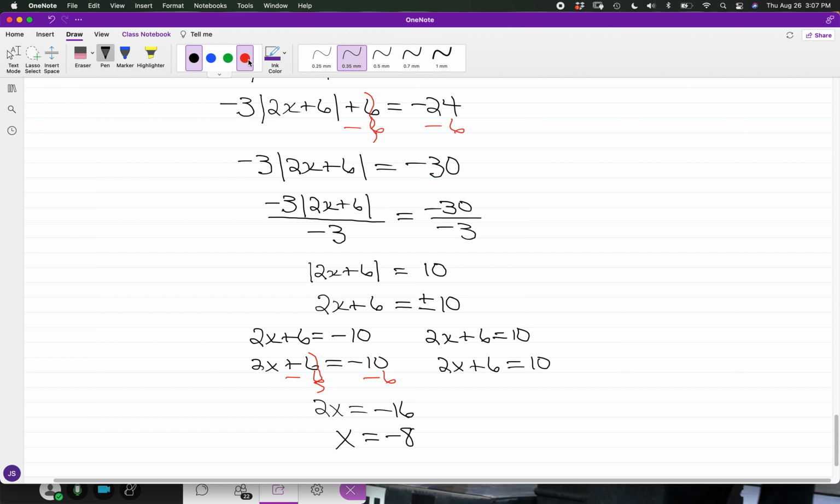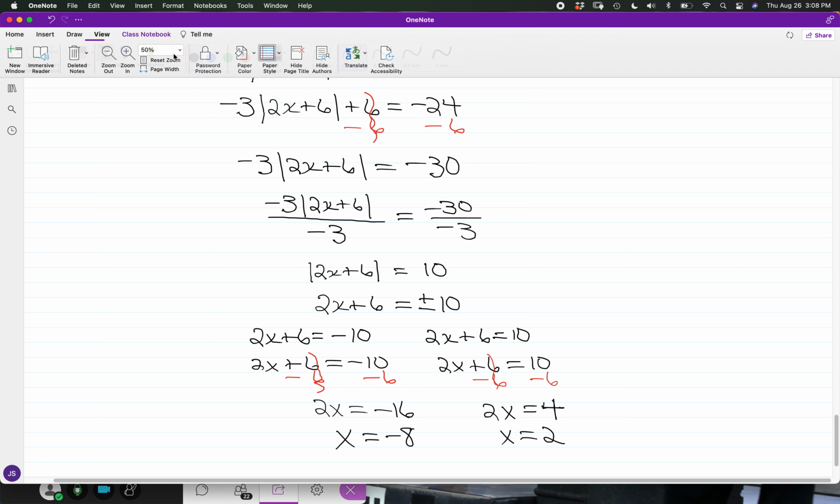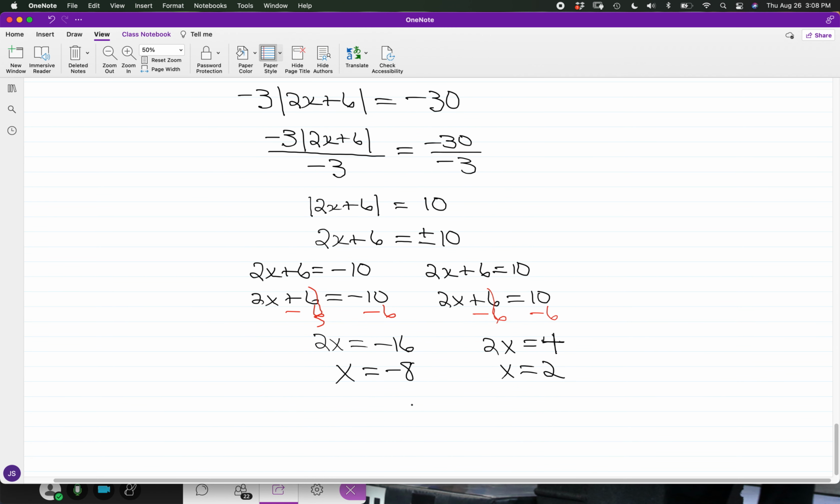And in the case of 2x plus 6 equal to 10, if I take 6 away from both sides, I have 2x, 10 minus 6 is 4, and if 2 times x is 4, then x is equal to 2. So for this equation there'll be two results for x: one at negative 8 and the other at positive 2.